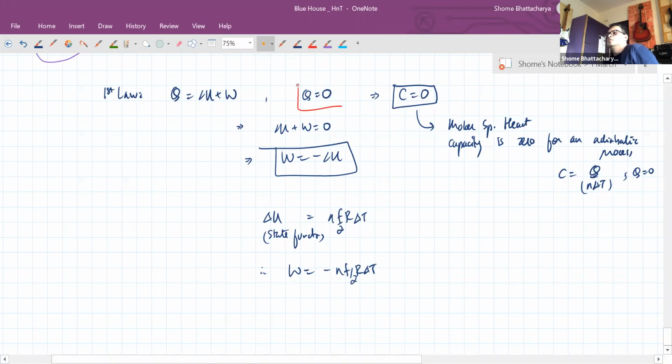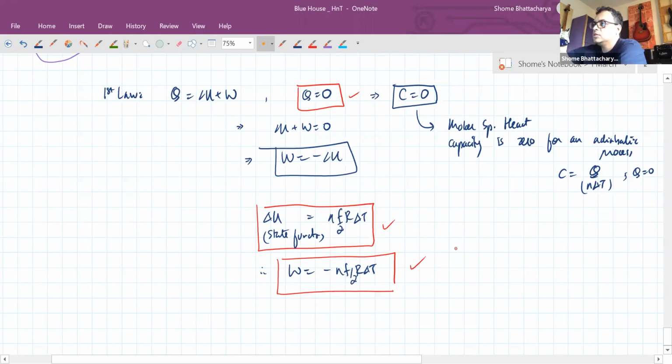Q is 0, delta U is the standard state function, and W is minus of delta U. So these are the three formulae for Q, delta U, and W, the three terms of the first law of thermodynamics in this case.